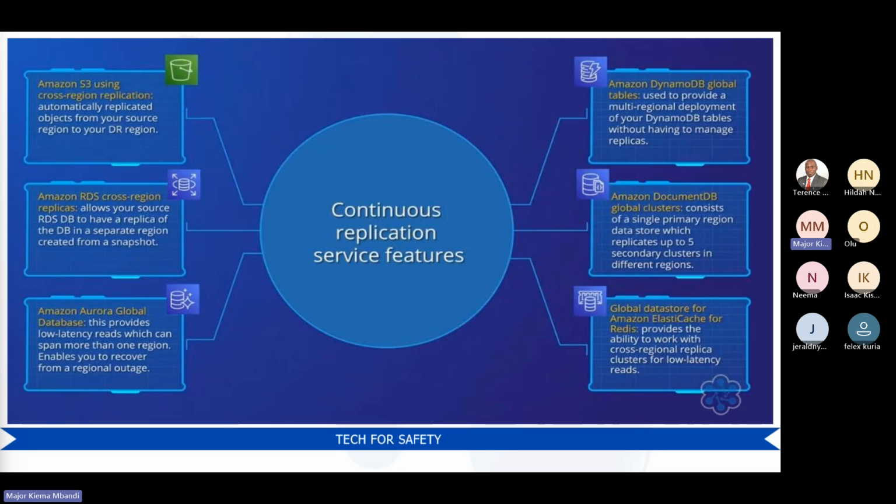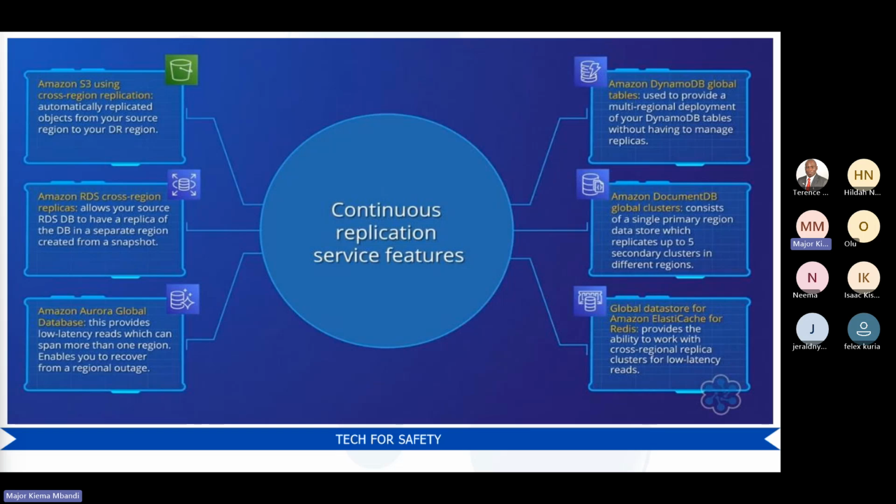What about NoSQL databases like Dynamo, Aurora Global? Okay, sorry, the below one is Amazon Aurora Global Database. This provides low latency reads which can span more than one region, and enables you to recover from a regional outage. For NoSQL, DynamoDB Global Tables can fall under this disaster recovery strategy, and can be used to provide a multi-regional deployment of your DynamoDB tables without having to manage replicas.